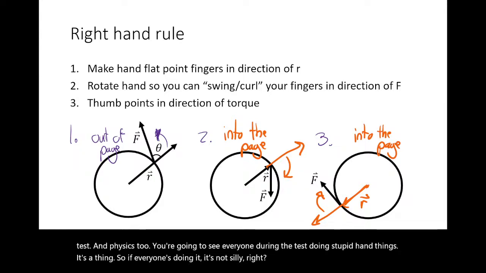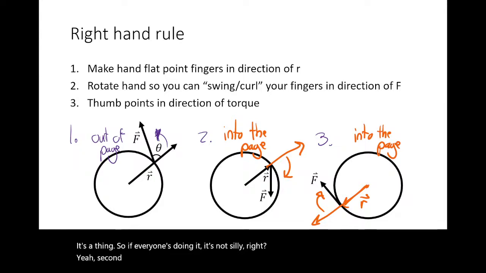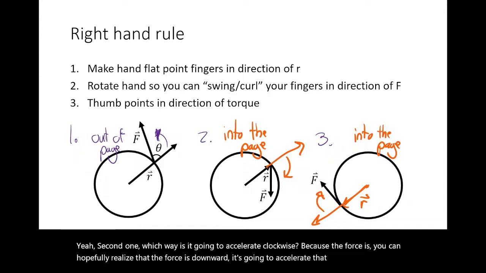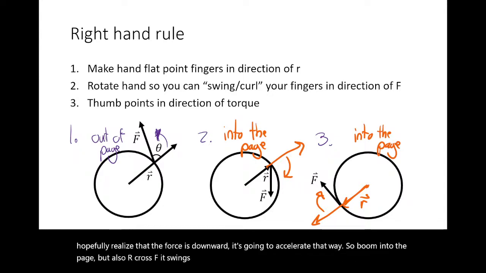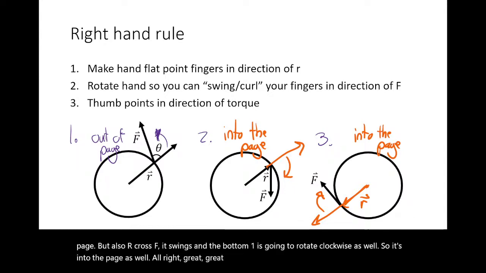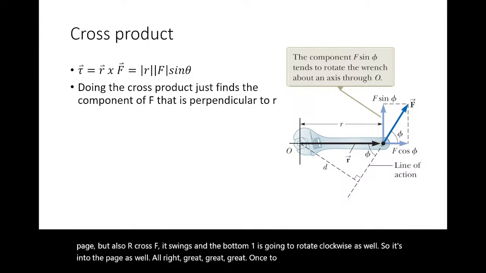So yeah. Second one, which way is it going to accelerate? Clockwise, because you can hopefully realize that the force is downwards, so it's going to accelerate that way. So boom, into the page, but also R cross F, it swings. And the bottom one, it's going to rotate clockwise as well, so it's into the page as well. All right. Great ones to practice.